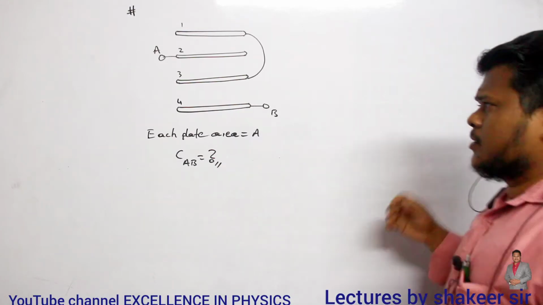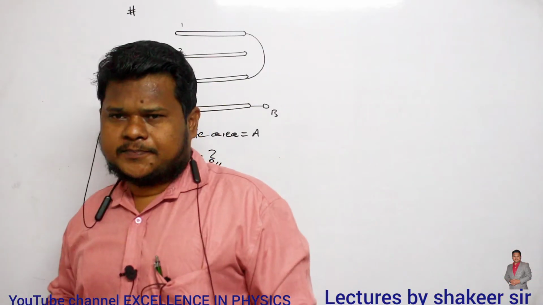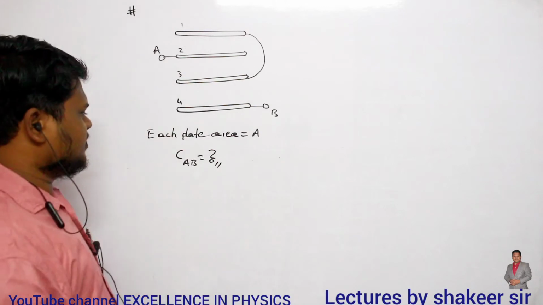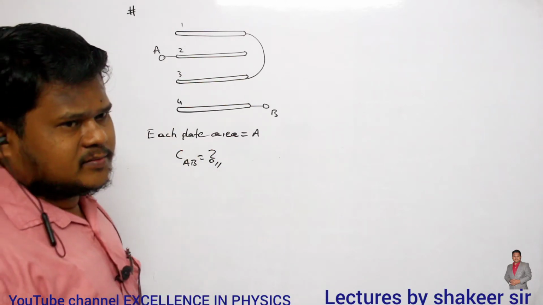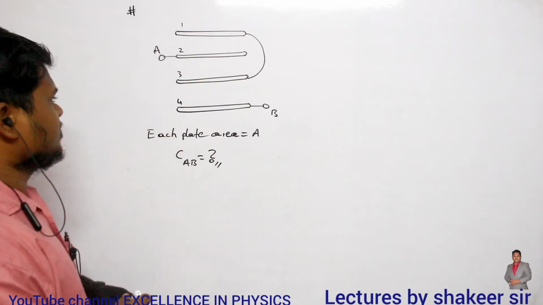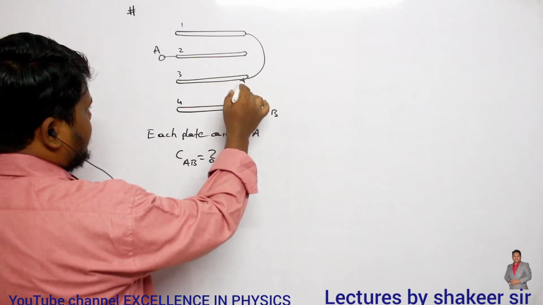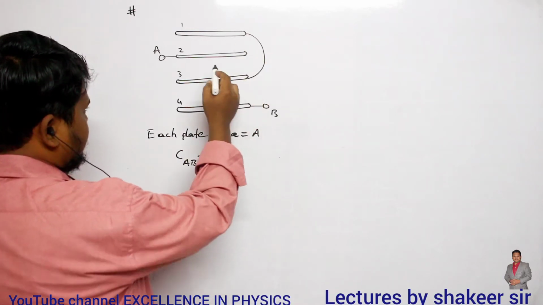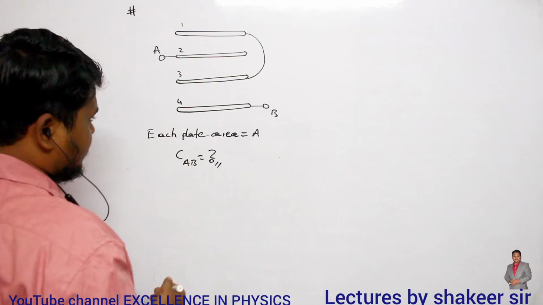Okay, so these are 4 plates. The area of each plate is the same and the distance between all the plates is also equal. Plates 1 and 3 are connected by a conducting wire. It means 1 and 3 must be at the same potential.